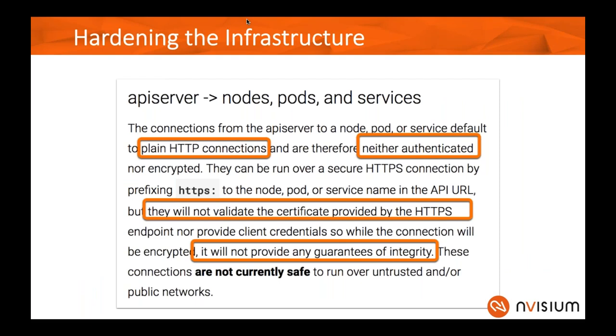So out of the gate, there's quite a few things that aren't hardened for you. I took the liberty of making a few of them orange and highlighting them. Plain text HTTP connections between services. The API server isn't authenticated. Certificate validation is not done by default. And so that shows us that we have some things to harden out of the gate.